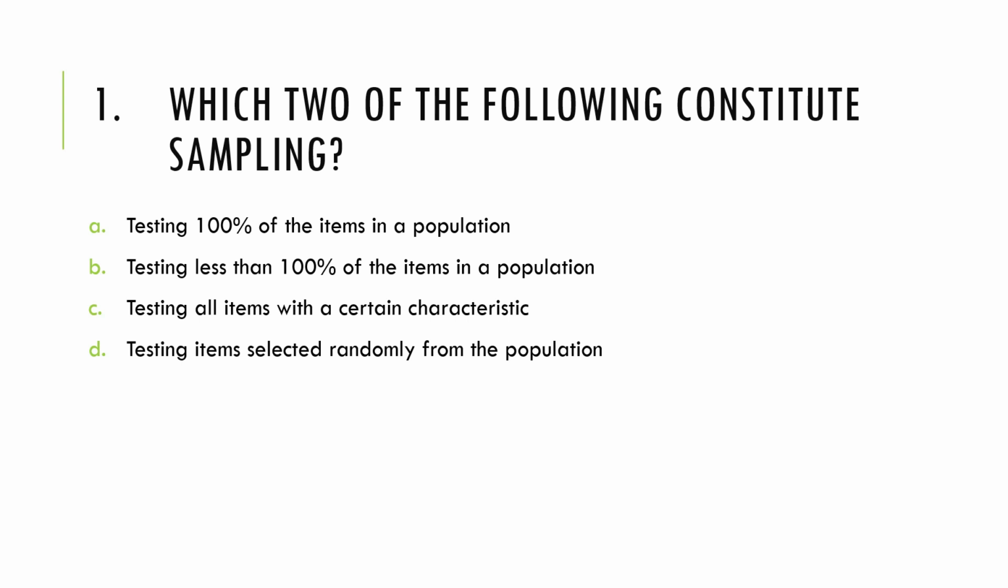That being said, the two items that will constitute sampling here is definitely letter B, testing less than 100%, and letter D, testing items selected randomly from the population. That way, any item may form part of the sample. There is no preset criteria. So the answer to this is Bravo and Delta.